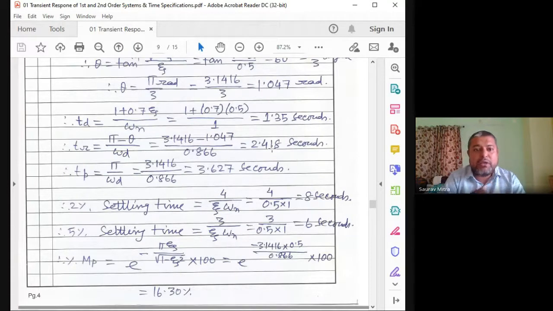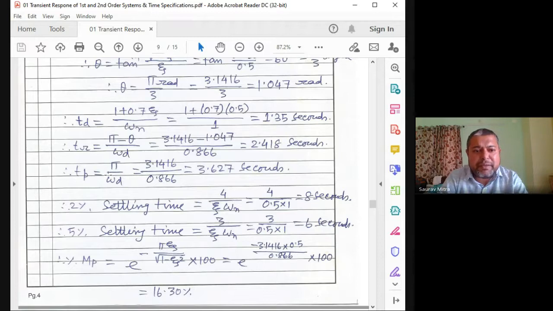Okay, so be careful. TD is the smallest, then slightly more is rise time, then slightly more is peak time, then slightly more is 5% settling time, and the largest is 2% settling time. This you have to remember. TD is lowest, TR is a little bigger than that, TP is a little bigger than that. Then comes 5% settling time, then 2% settling time. This is the ascending order.